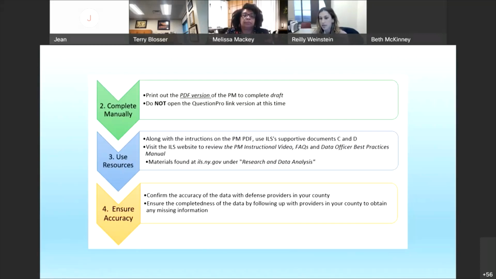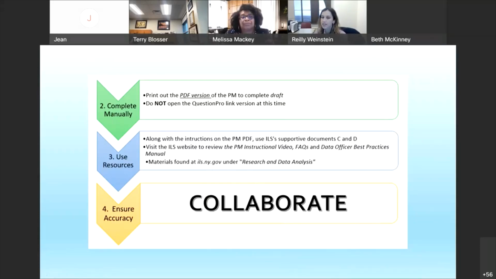So, for example, even if the data officer isn't sitting in your specific provider office, we strongly encourage you to loop them in on your data reporting process. You can use them as a resource. And conversely, if you yourself are a data officer and are the primary person, perhaps in your county, tasked with completing the report, the best practice is also to verify that data and obtain missing information from the defense providers in your county. So the key word here is collaborate.